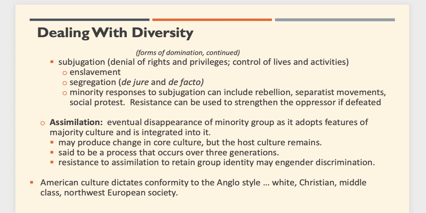So assimilation may produce a change in the core culture, but the host culture remains really in control. And I think for the majority of individuals, the less that the minority culture is obvious in a core culture in an assimilation circumstance, the better it's seen that way.